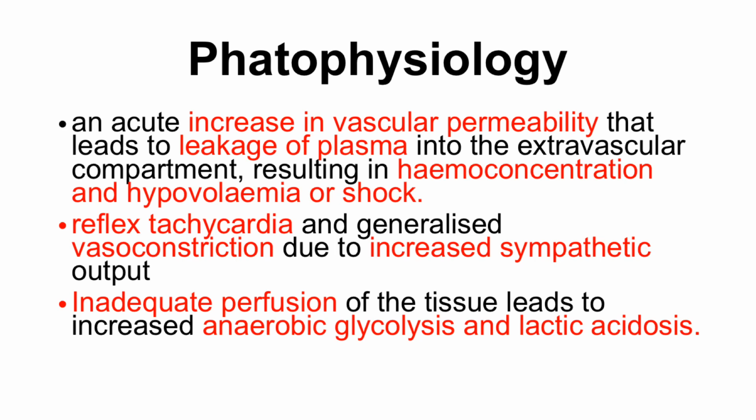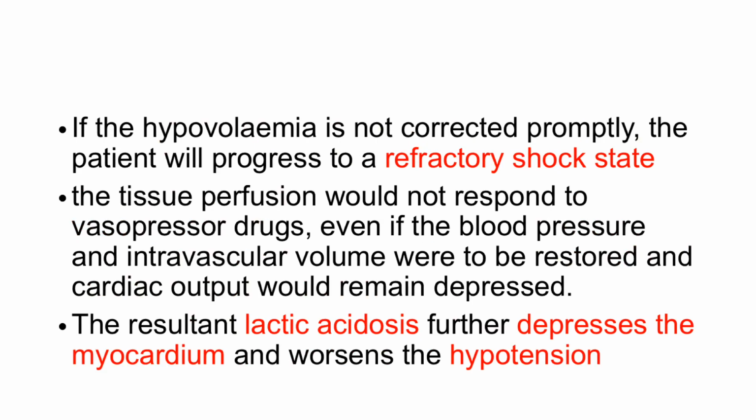So when we have this shock, we will have tachycardia and generalized vasoconstriction due to increased sympathetic output. This will cause inadequate perfusion to the tissue, leading to increased anaerobic glycolysis and lactic acidosis. If the hypovolemia is not corrected promptly, the patient will progress to a refractory shock state.